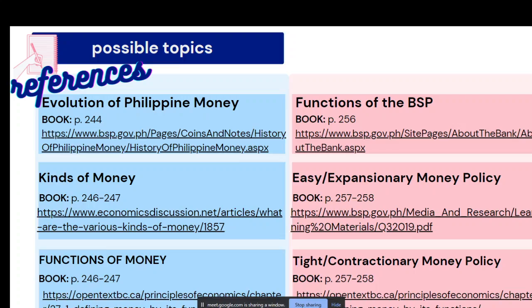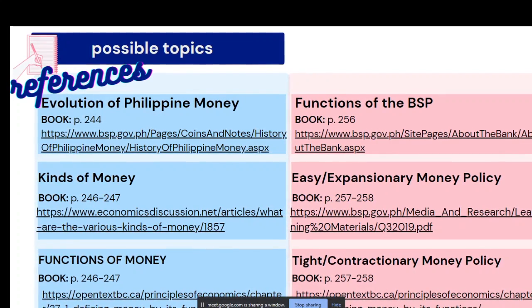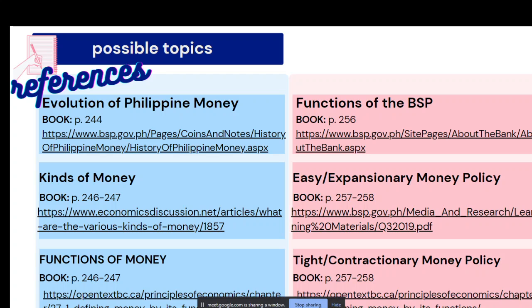Ayan. Ito yung possible topics natin. Evolution of Philippine money, kinds of money, functions of money. You could consult the pages in your book for this one. So may nakalagay dyan na page numbers and the resources that you could use. Or you could also click through the links so that you could have additional resources. So pwede isa lang na topic yung kukunin ha. Kasi kapag maraming topic kayo sa infographic, it might be too much.